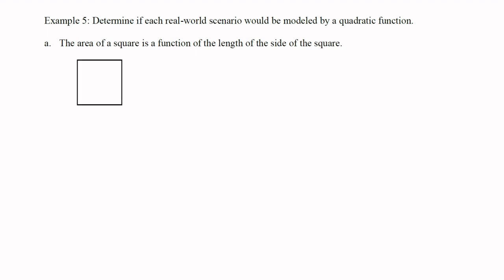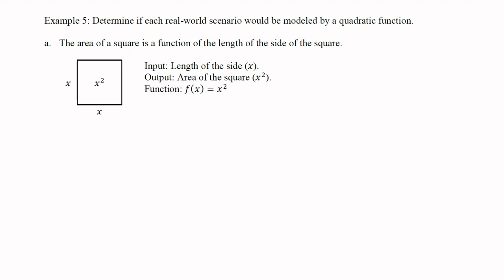So we're going to determine if each real-world scenario would be modeled by a quadratic function. So let's take a look at the area of a square is a function of the length of the side of the square. So let's draw a picture. Here's our square, and if we say that each side is x, to find the area of that square, we multiply the length times the width, which in this case, both are x, so it's x times x, which is x squared. Now we can write a function f of x equals x squared, and that most certainly is quadratic.